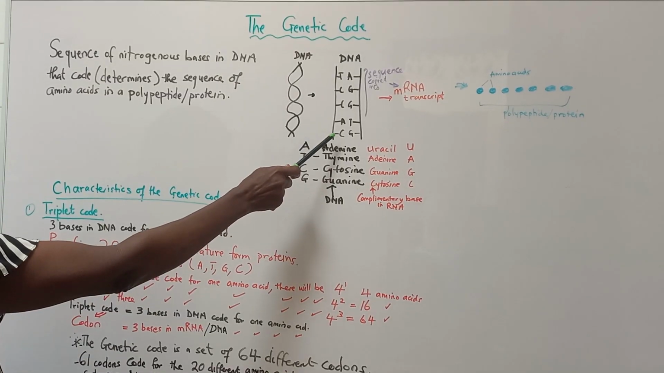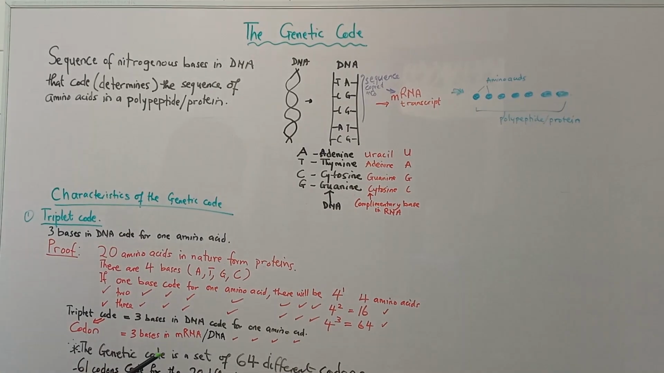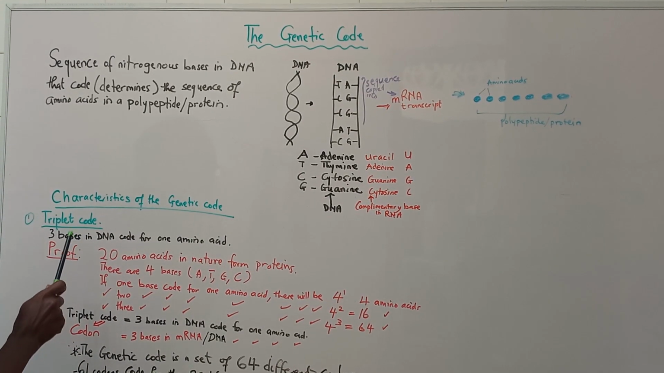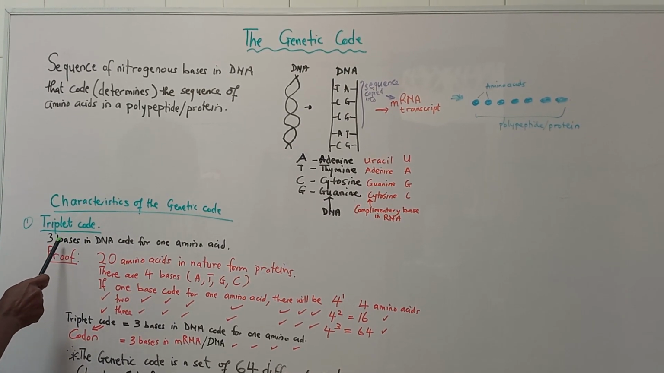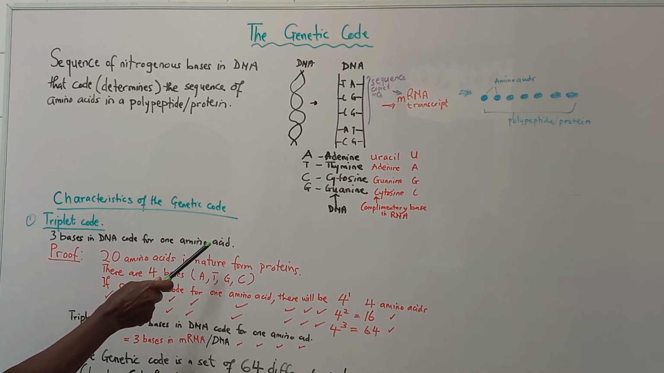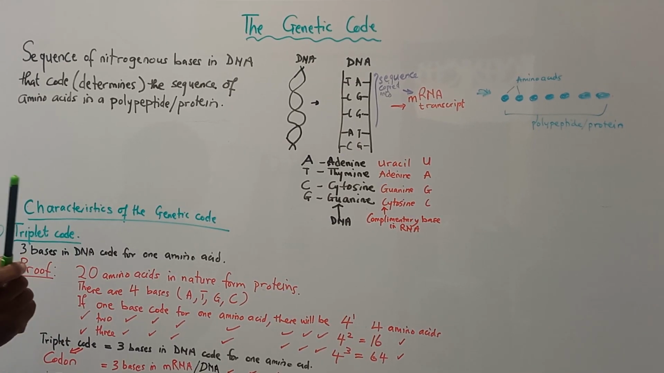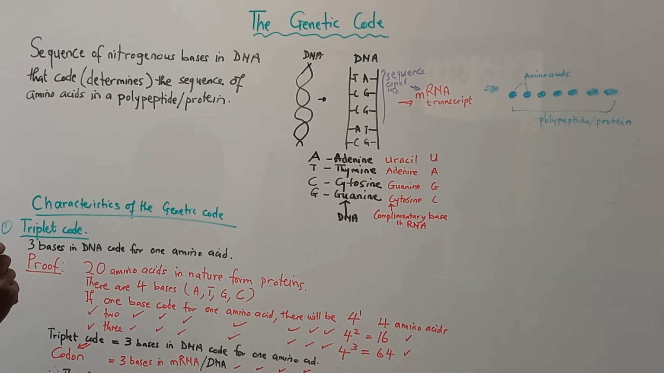The bases work in threes. So the genetic code is said to be a triplet code. Three bases in DNA code for one amino acid. And we want to have a proof of that.